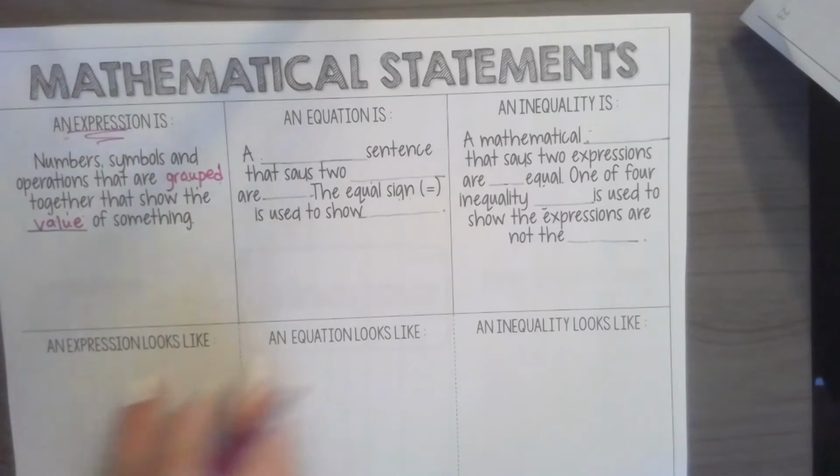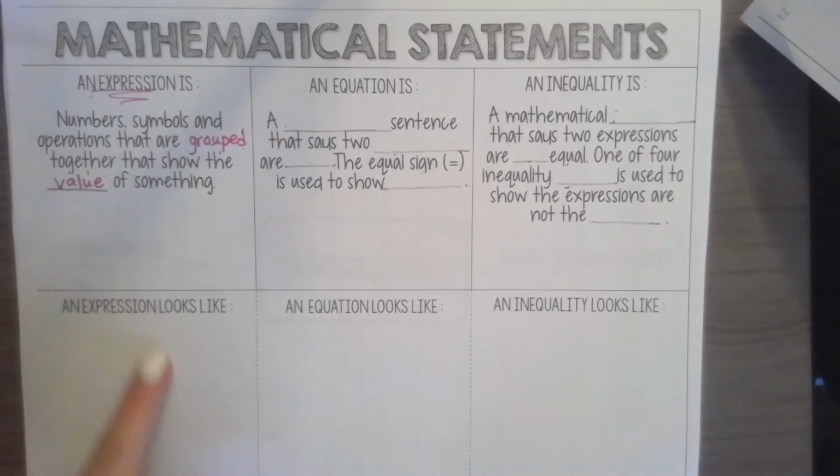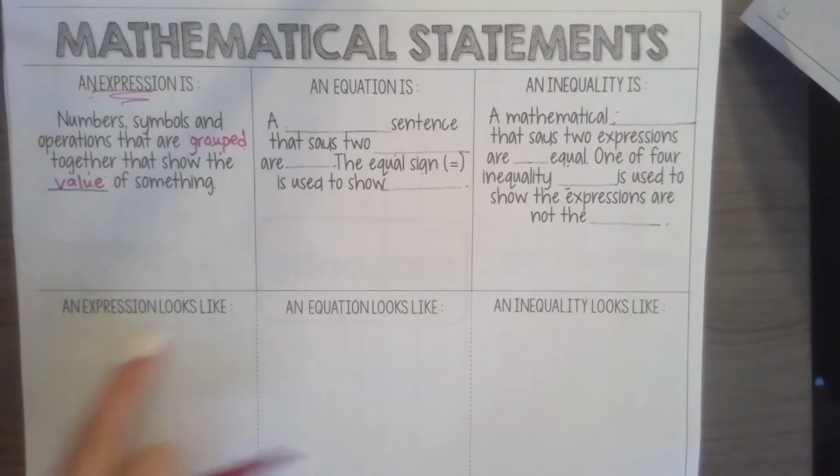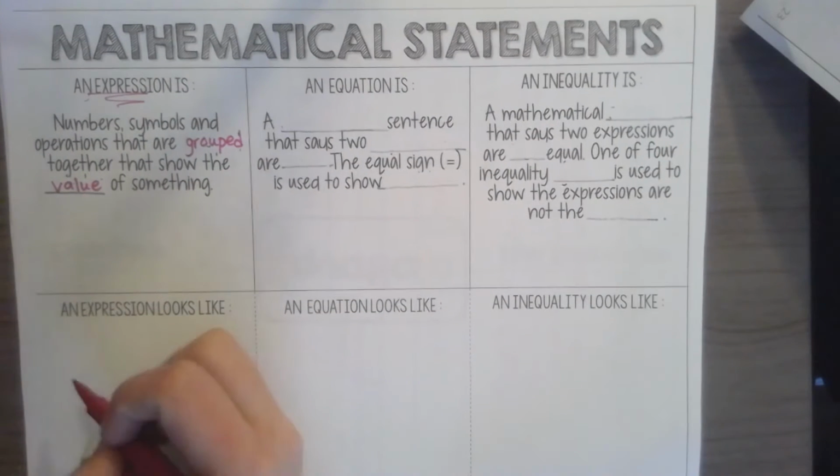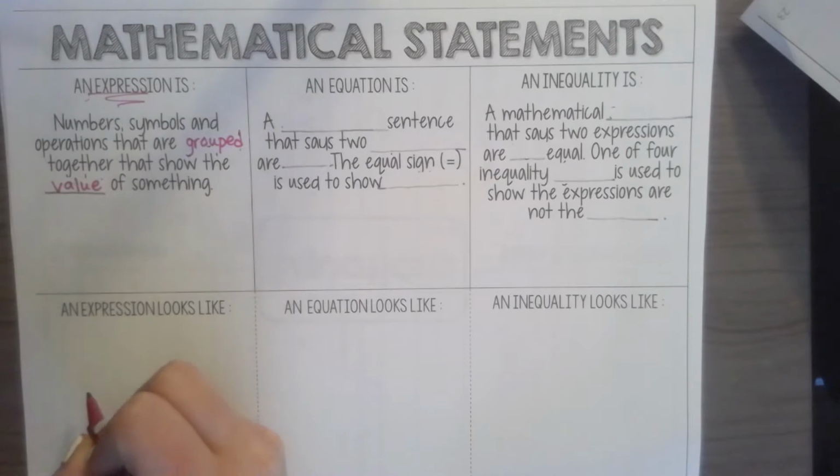Can you write down an example of an expression yourself? Remember, there are statements that have variables in them, or just numbers but no equal sign. So let's see what you come up with. Just write down one or two. Okay, good. If you couldn't come up with some, you can do some with me.